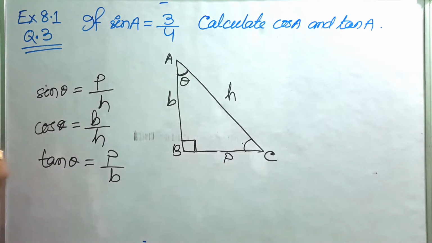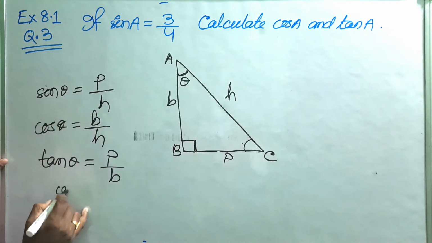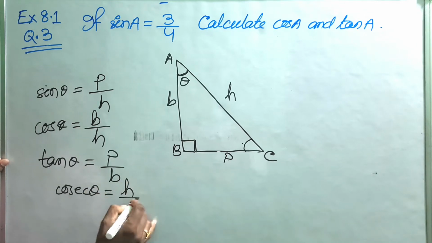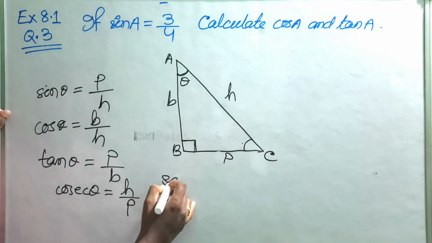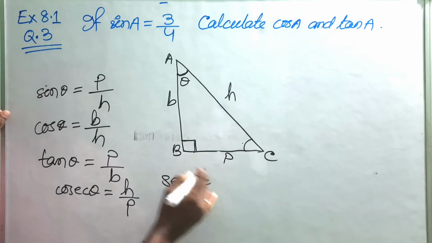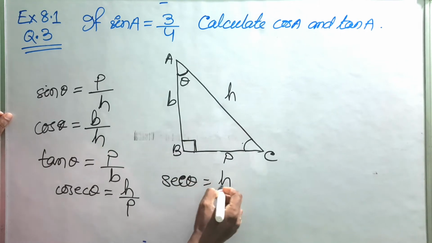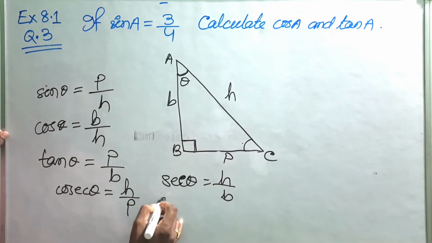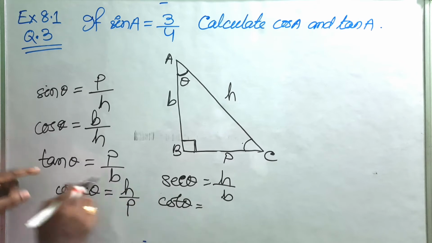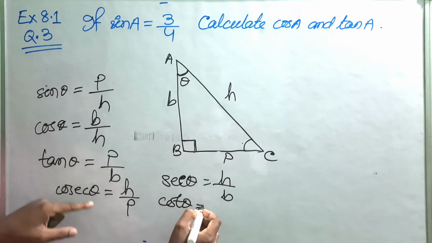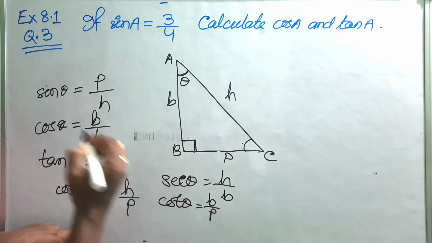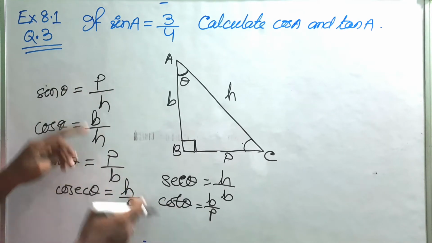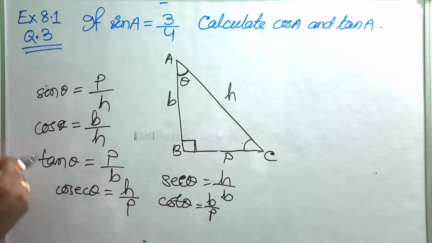Okay. Now cosec theta, you know cosec is the reciprocal of sine, so cosec theta will be H by P. Then sec theta, you know sec is the reciprocal of cos, so it will be H by B. Then cot theta is the reciprocal of tan, so it will be B by P. Okay. So these 6 trigonometric ratios are expressed in PBH form like this. So you have to remember this one.